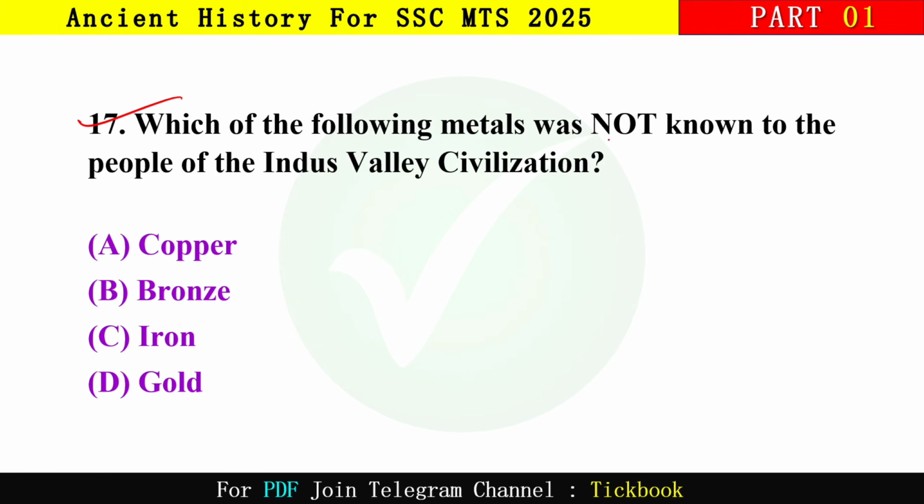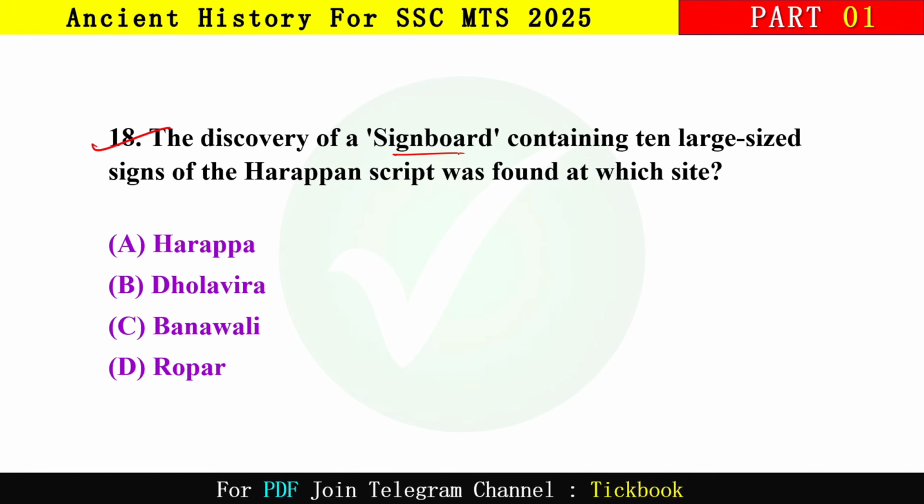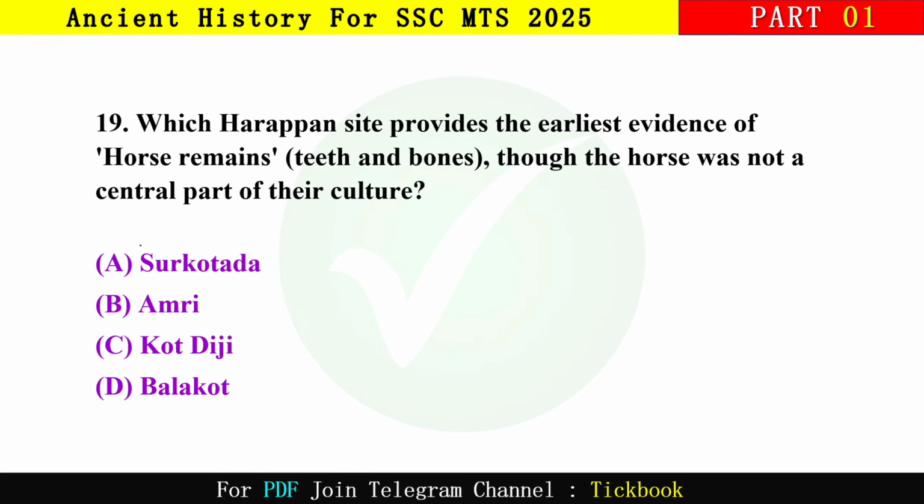Question 17, which of the following metals was not known to the people of the Indus Valley Civilization? Option number C, iron. Question 18, the discovery of a signboard containing 10 large-sized signs of the Harappan script was found at which site? Option number B, Dholavira. Question 19, which Harappan site provides the earliest evidence of horse remains, teeth and bones, though the horse was not a central part of their culture?